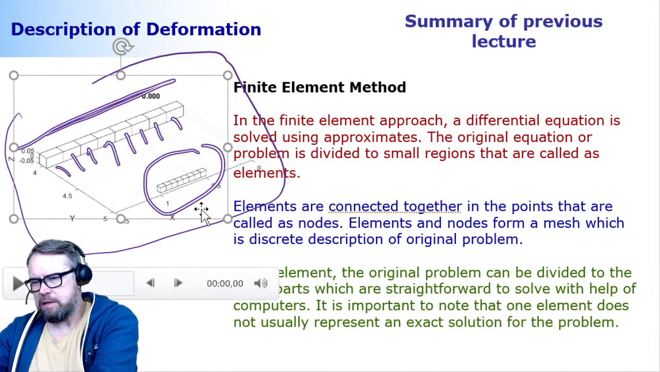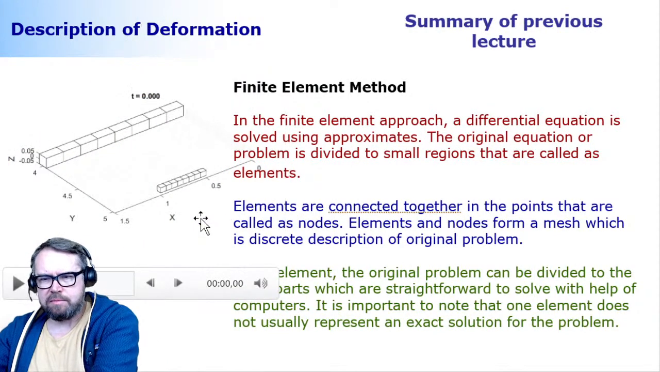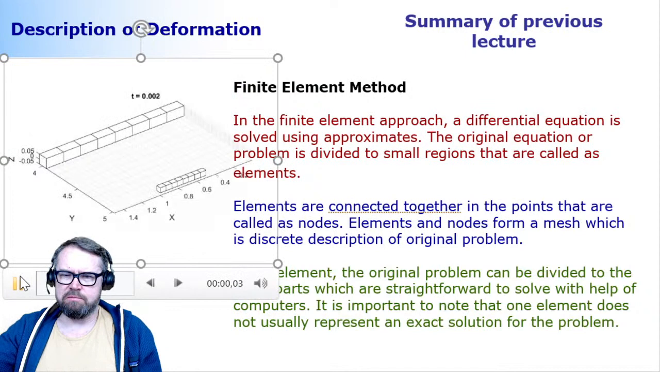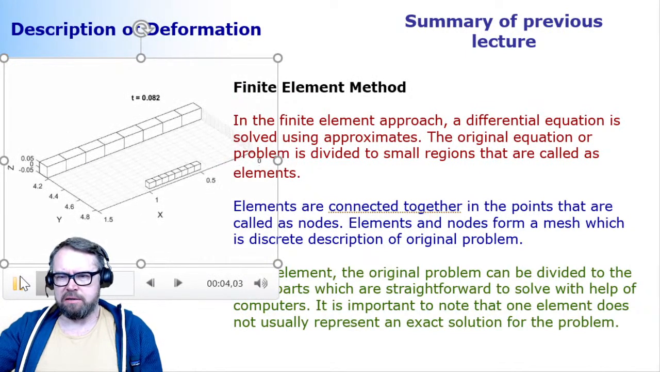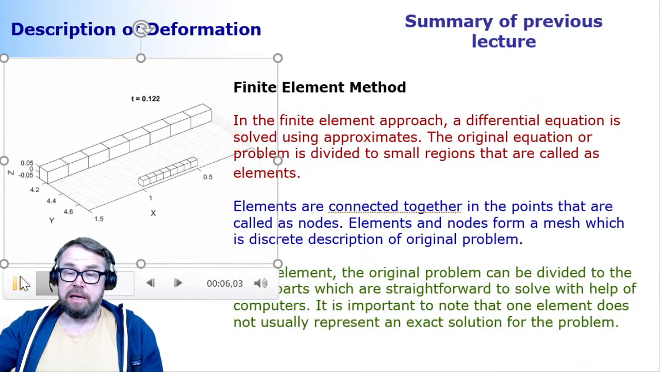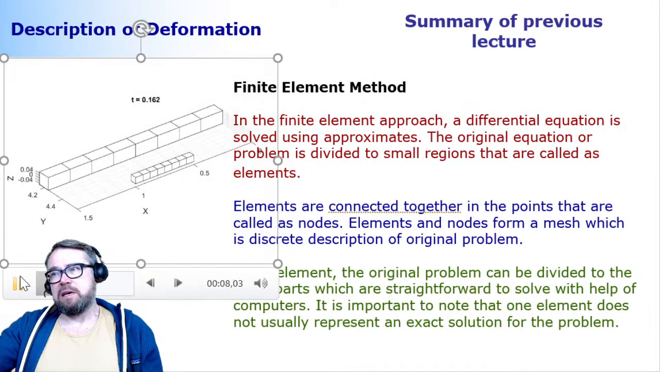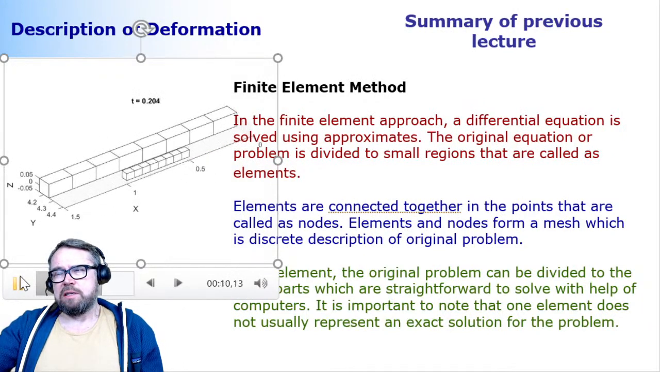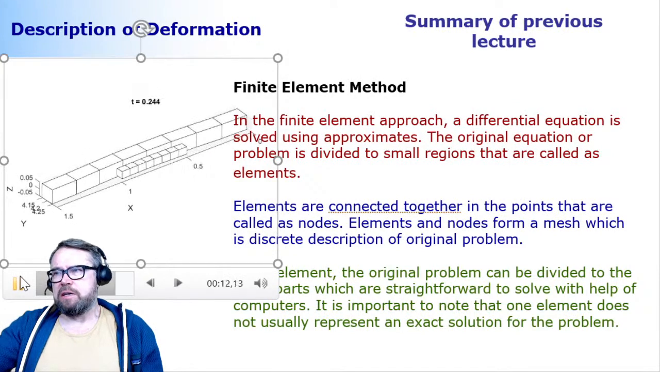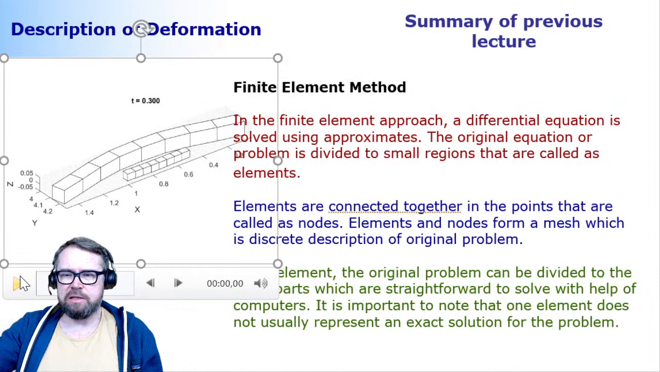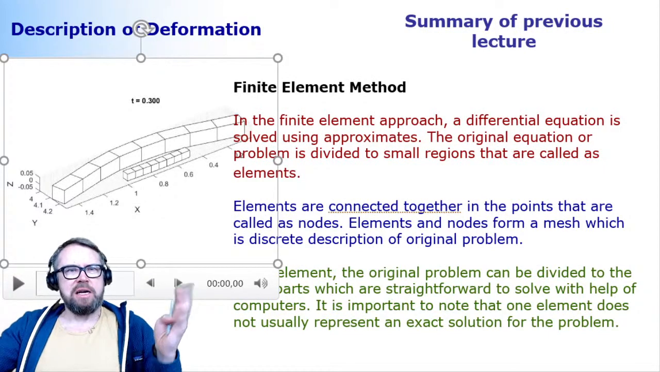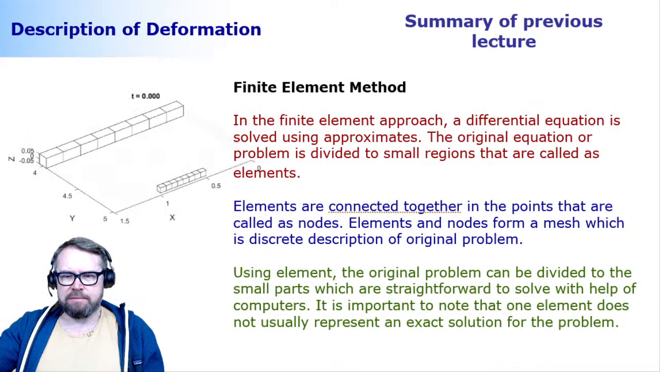So let me play this video for you. This was just a collision detection. There's a thicker beam that is hitting the smaller beam. And this, of course, is a dynamic example because you see that these are moving, there is a collision here, and there's a deformation. Now you see the deformation. The thicker beam is clearly deforming here. So that's an example of finite element modeling.